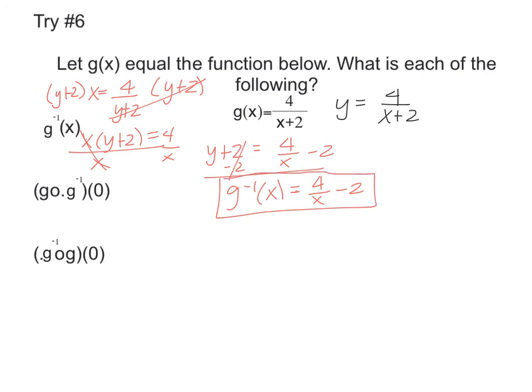All right, so if I do the composition, I'm going to put 0 into the inverse and then that answer back into g. If I put 0 into the inverse, that'd be the inverse of 0 equal to 4 over 0 minus 2. That first part is undefined, so we would stop here. This is just undefined.